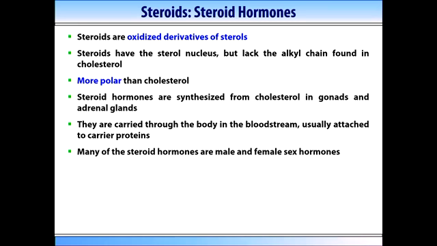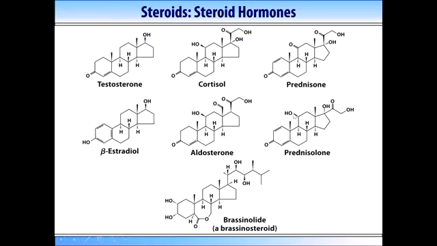Okay, steroid hormones. Steroids are oxidized derivatives of sterols. Steroids have the sterol nucleus but lack the alkyl side chain found in cholesterol. They are more polar than cholesterol because of the substituents, as we will see. Steroid hormones are synthesized from cholesterol in gonads and adrenal glands. They are carried through the bloodstream, usually attached to carrier proteins. Many of the steroid hormones are male and female sex hormones. Here I'm just showing you some examples. Of course, I'm not expecting you to memorize it. It's mainly for your reference.